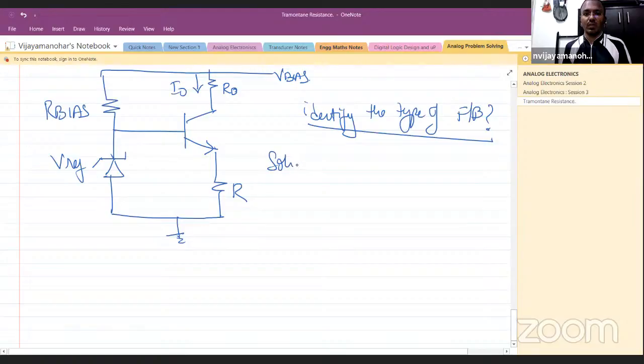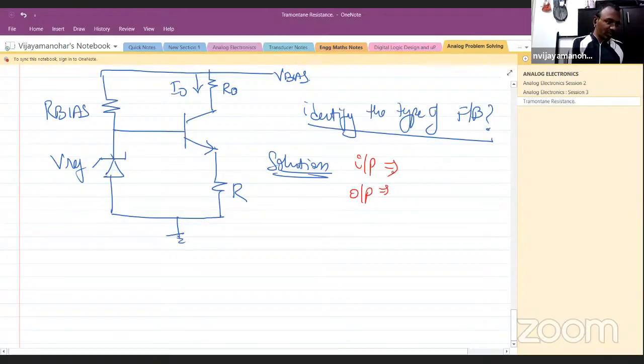So first let us solve. What is the input? What is the output here? Tell me. What is the input? What is this circuit trying to do?